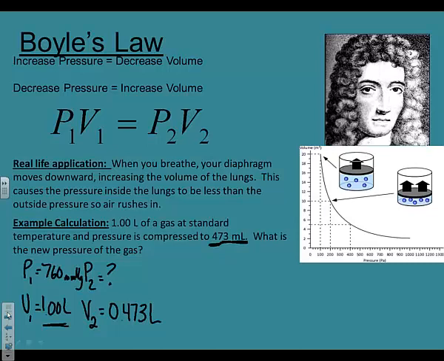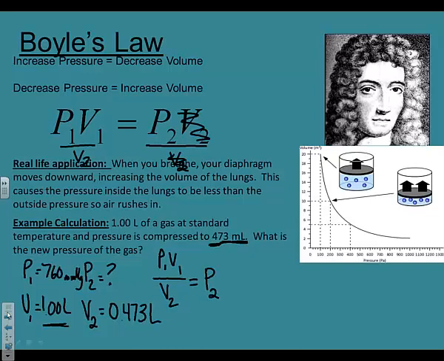So P1 V1 equals P2 V2. That's the formula that I start with. I'm trying to solve for P2, so I've got to divide by V2. V2 will cancel out, and anything I do to one side I must do to the other. So I'm left with P1 V1 over V2 equals P2. This is the final pressure. That's what I'm looking for.